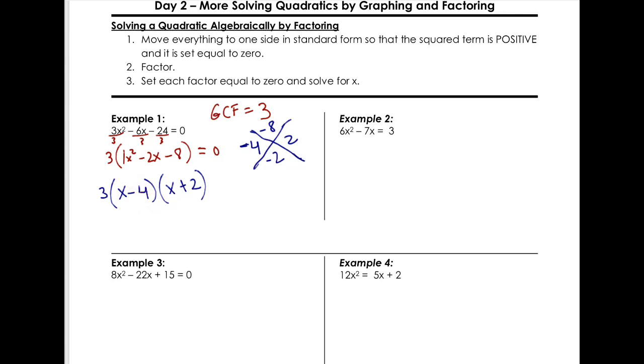So this is a -4. That means x is equal to +4. This is a +2. That means x is equal to -2. So x is equal to 4 because all we're doing is changing the sign. And x is equal to -2. There's your answer. And so I'll show you why that works.